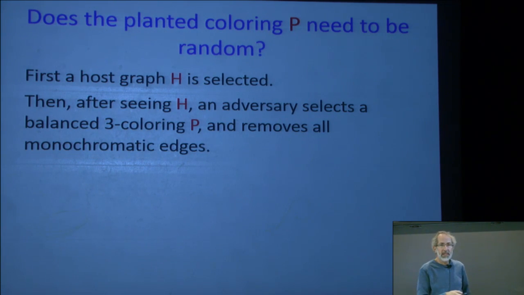Okay, so the second question that we ask is, does the planted coloring P need to be random? The model is as follows. First, the host graph H is selected, maybe as an expander or as a random graph. Then after seeing H, an adversary selects a balanced recoloring in it: partition the vertices into 3 roughly equal size sets and remove the monochromatic edges. So the adversary gets to see the graph before planting the coloring. Does it help the adversary make the problem more difficult?